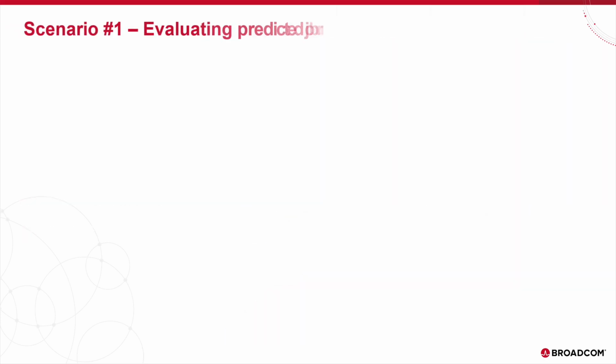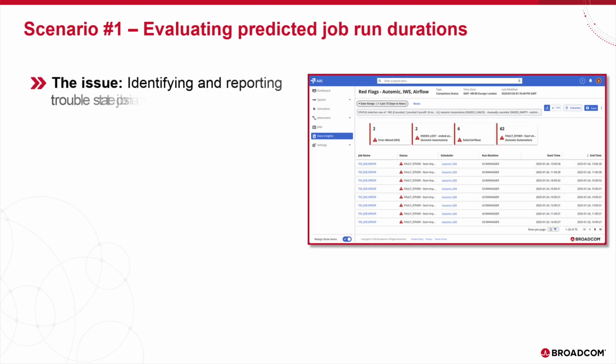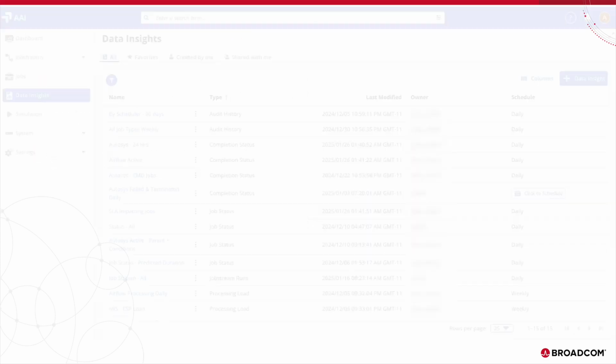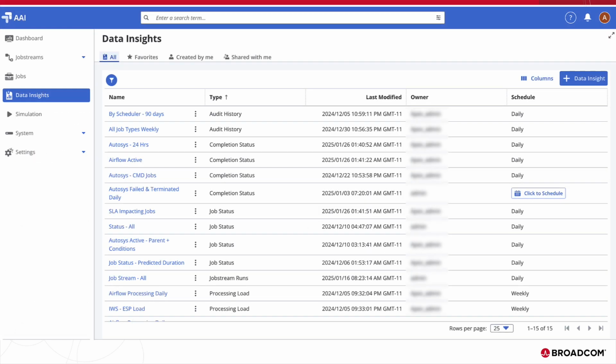In the first scenario, Alex has been contacted by an application team at Apex 10 that utilizes multiple clients on different atomic systems and IWSZ on the mainframe. They are now beginning to utilize Airflow for their latest project and need a consolidated view of all jobs in trouble states to stay ahead of any SLA breach. Alex starts with creating a new data insight by clicking on the Add Data Insight button on the Data Insights list page.